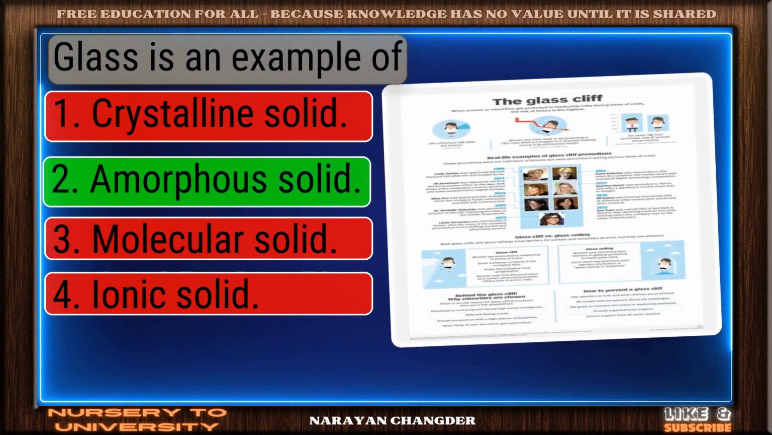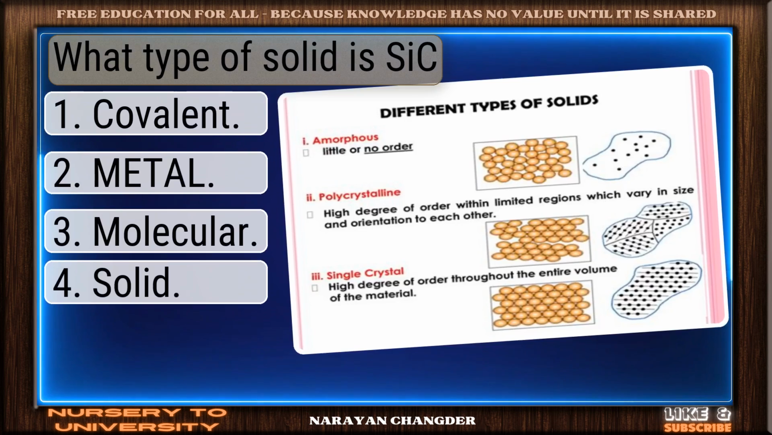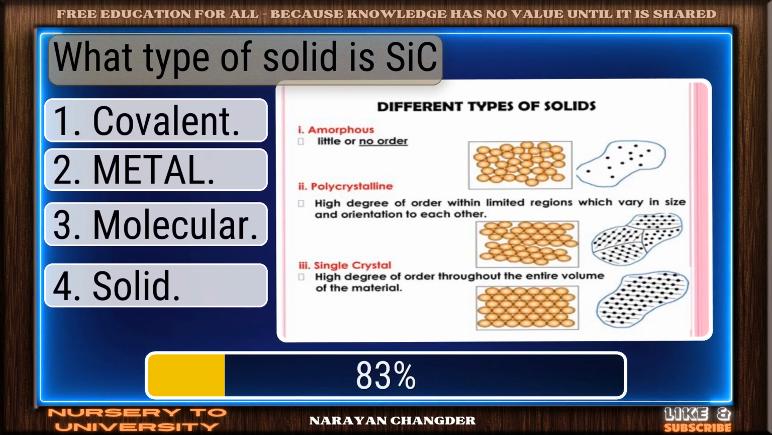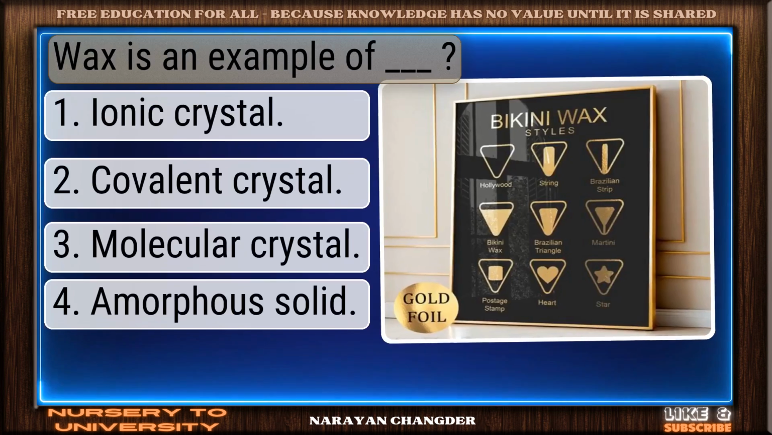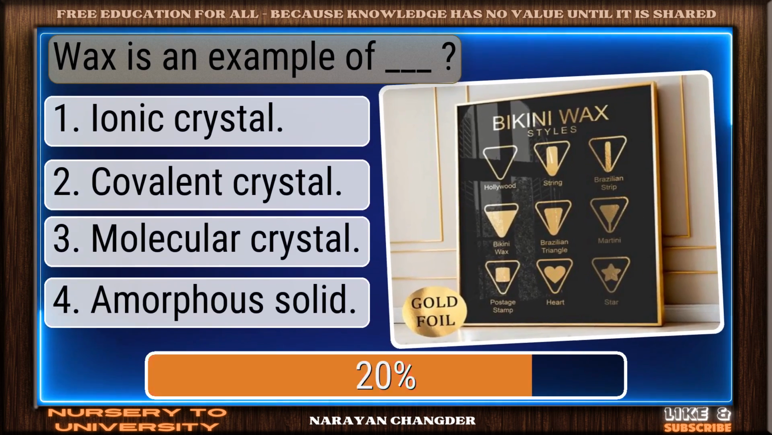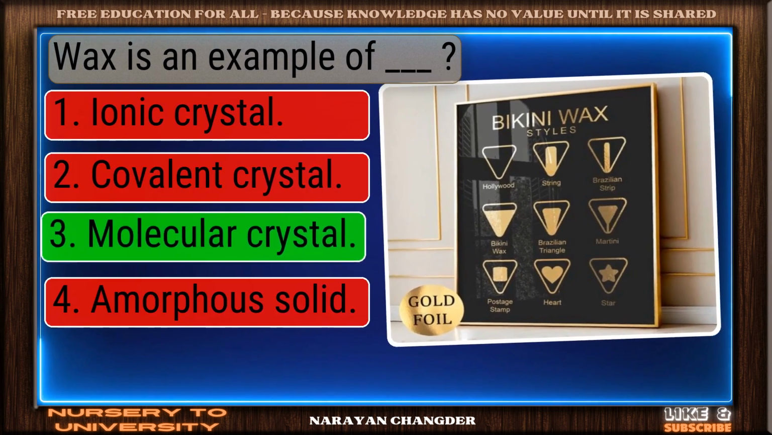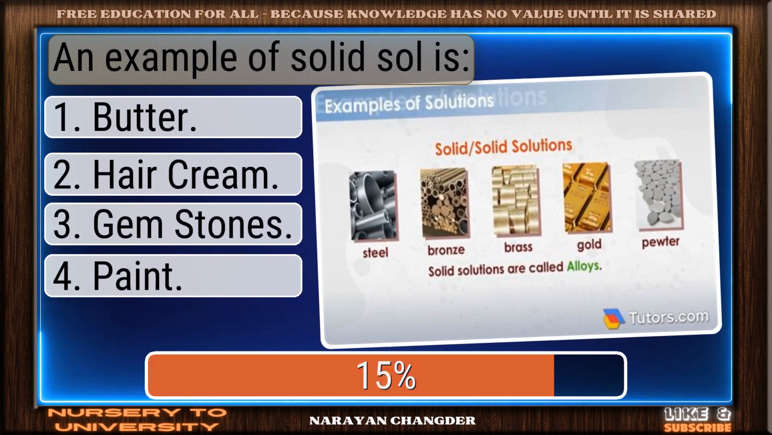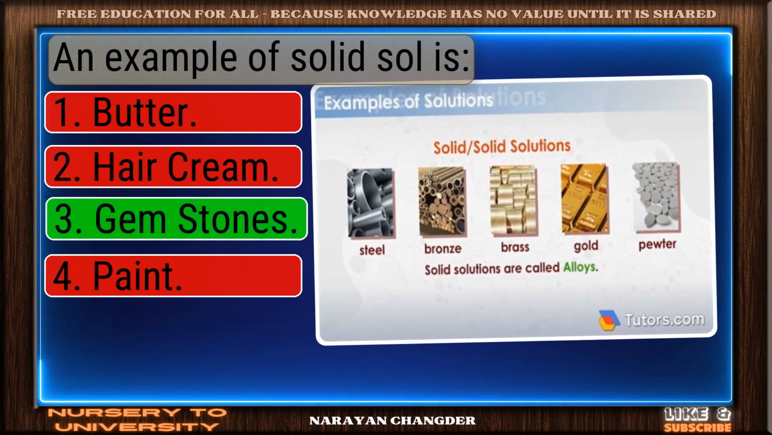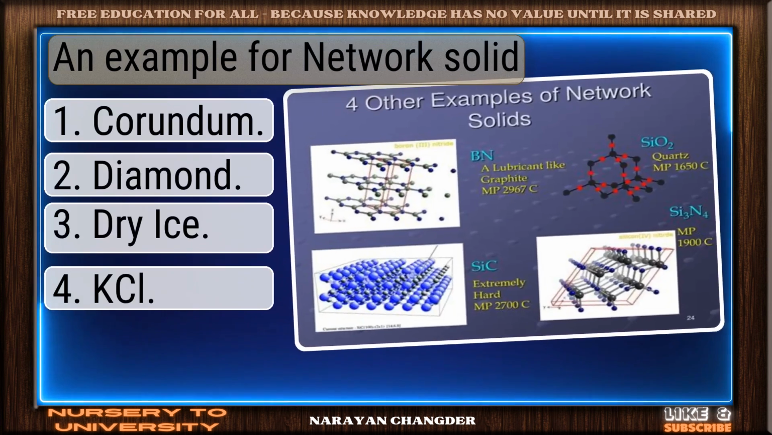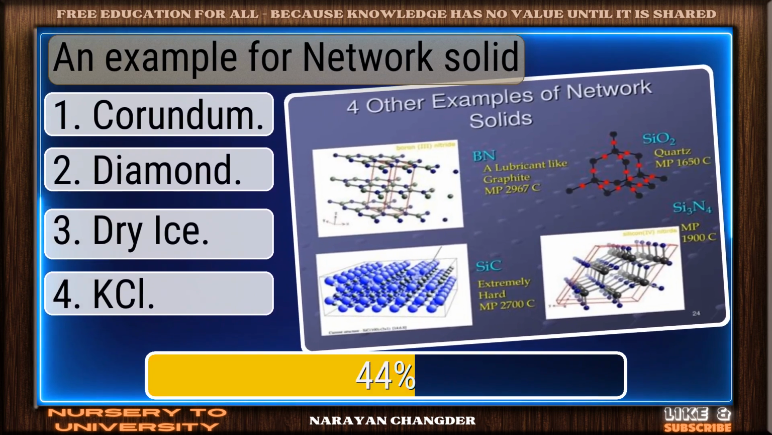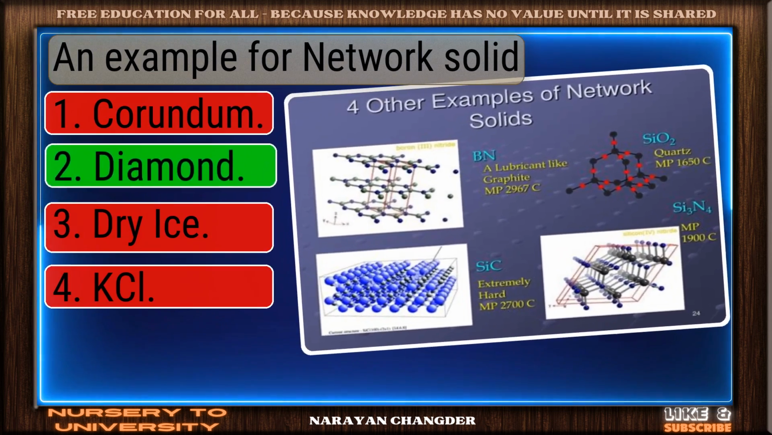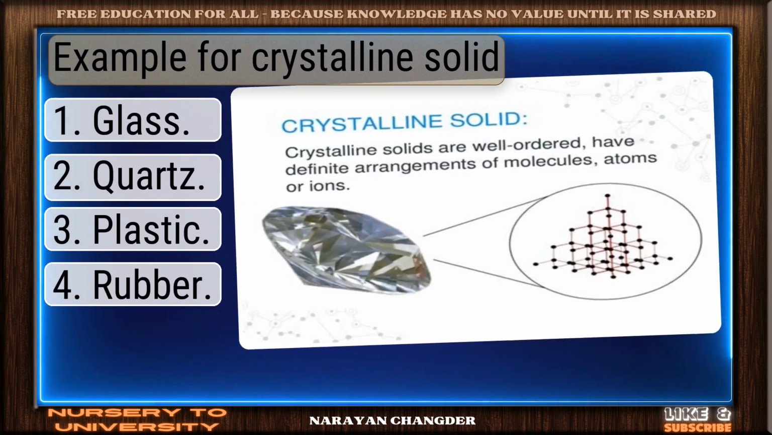Valid point, amorphous solid. What type of solid is CCl4? Great job, molecular. Wax is an example of dash. Nicely done, molecular crystal. An example of solid solution is? You got it, gemstones. An example for network solid. Diamond. Example for crystalline solid.